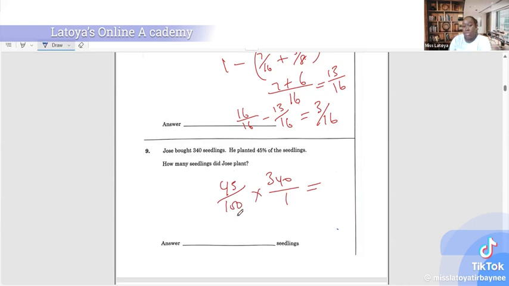Here we can reduce by 5, or some students might cancel this and say 5 into 10 is 2, 5 into 45 is 9. We can reduce further. 2 into 2 is 1. 2 into 34 is 17. And 9 by 17, if you don't know that, of course, you can multiply. 9 sevens are 63. 9 ones are 9, plus 6 is 15. So we are getting 153 seedlings.